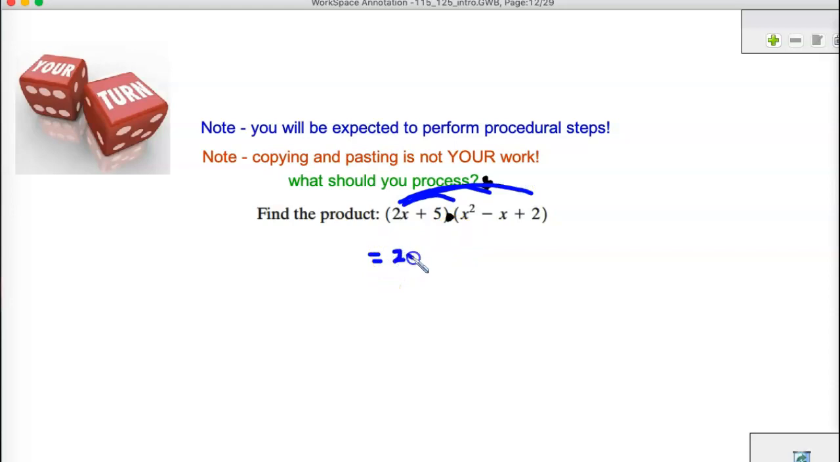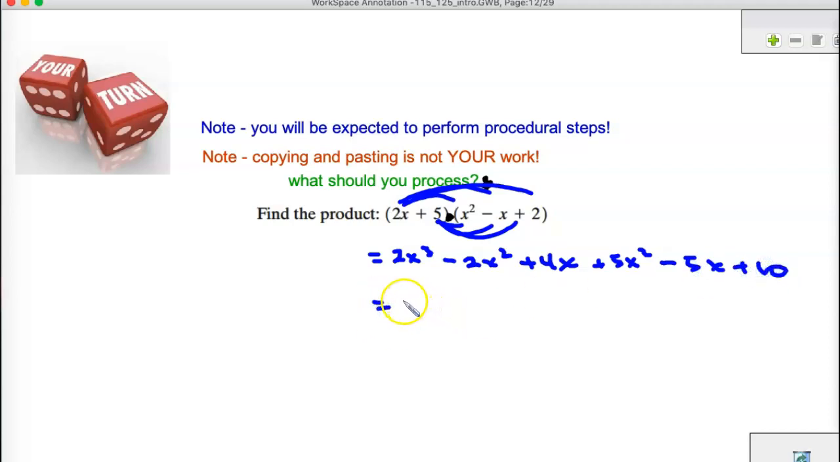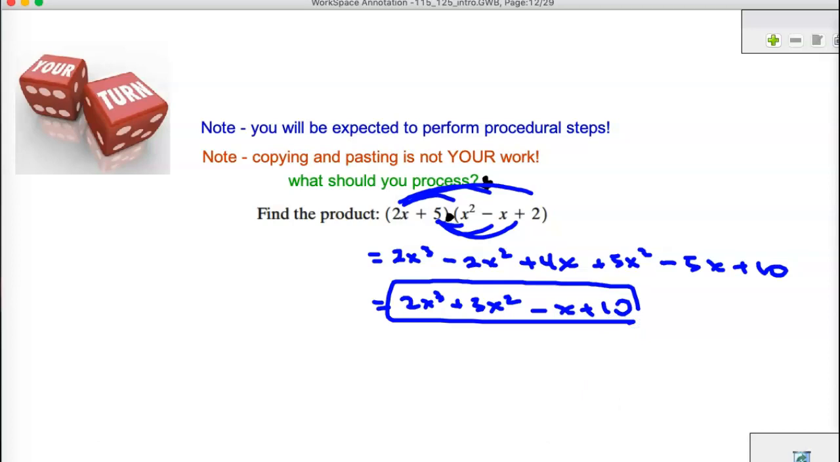And wouldn't that be 2x cubed minus 2x squared plus 4x? Distribute, distribute, distribute, plus 5x squared minus 5x plus 10. And then combine like terms. So that's 2x cubed plus 3x squared minus x plus 10. And box it and done. And keep track of the time. Which ones are longer, which ones are not as long, right?